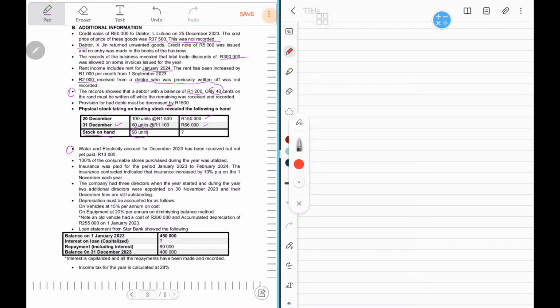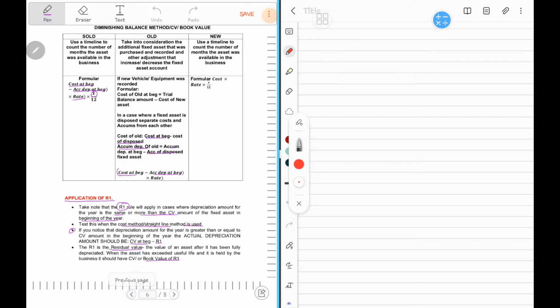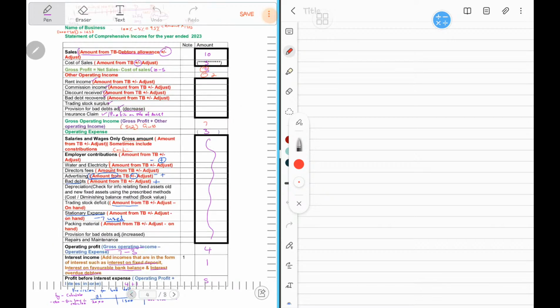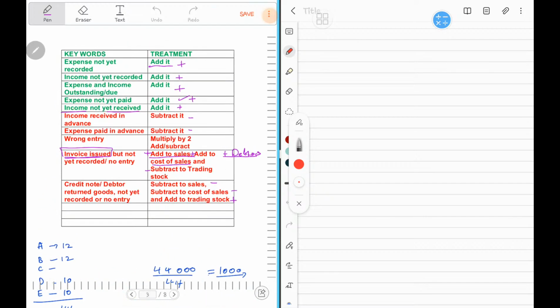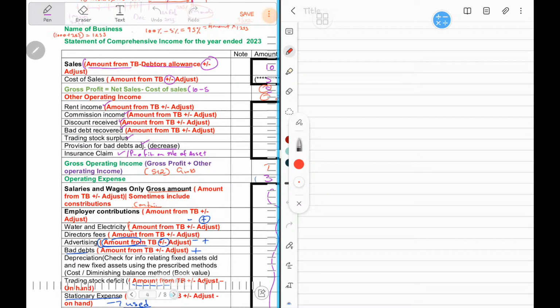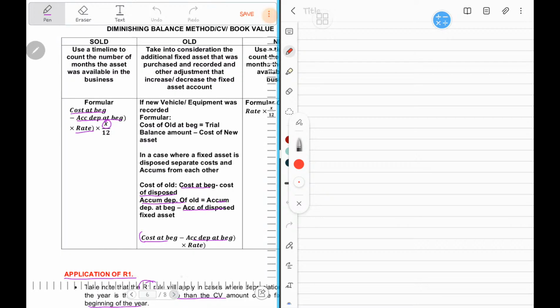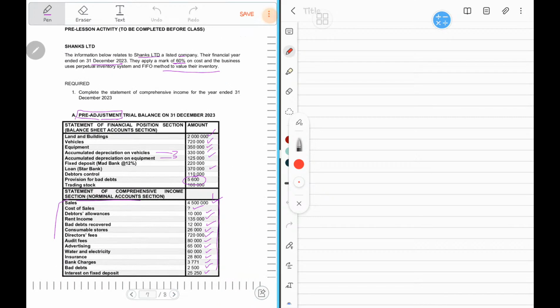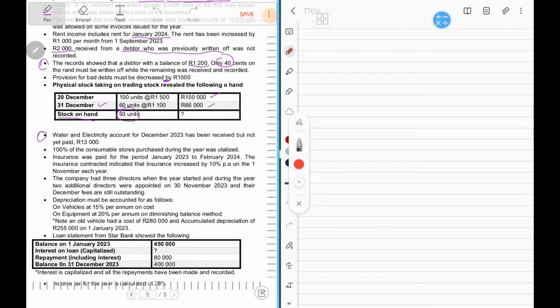Then the next bullet, we are being told that water and electricity account for December 2023 has been received but not yet paid. Remember the notes earlier on, received but not yet paid. How are we going to treat it? If it is received but not yet paid, it is an expense not yet paid. So this one we're going to add it. It is an accrued expense. An accrued expense, we add them. They form part of the expenses for that particular year. So this one of water and electricity, we're going to add it.